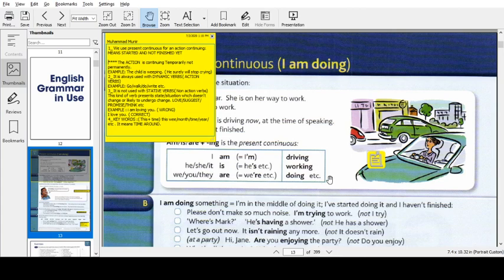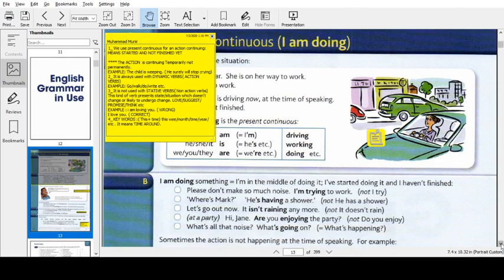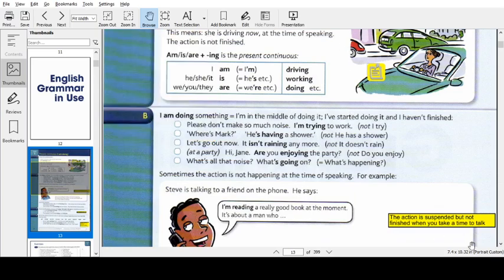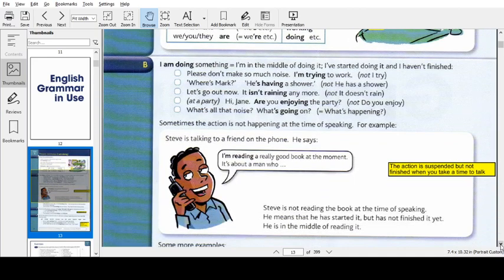Now please look at this. I am doing something. I am in the middle of doing it. I have started doing it and I haven't finished it. It means that the action has started. It is not finished yet and the man is in the middle of the action. If you look at this picture, a man is talking on his cell phone to some of his friends. The action is suspended but not finished when you take time to talk.